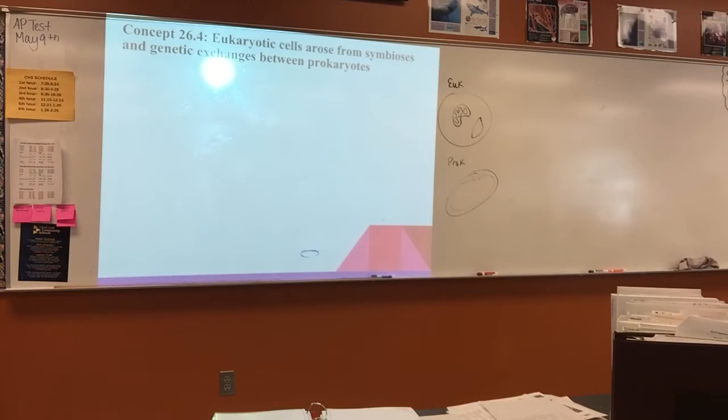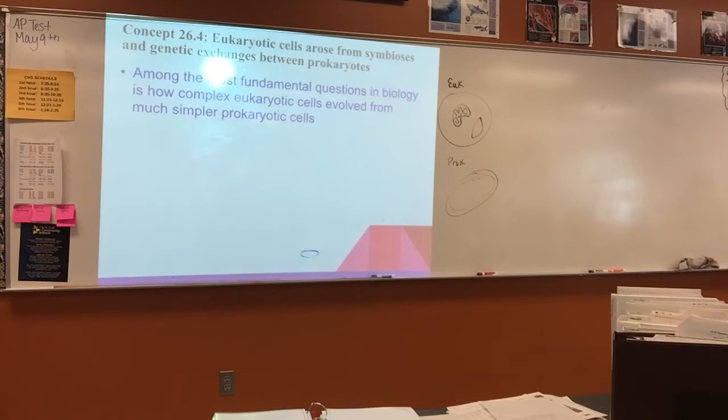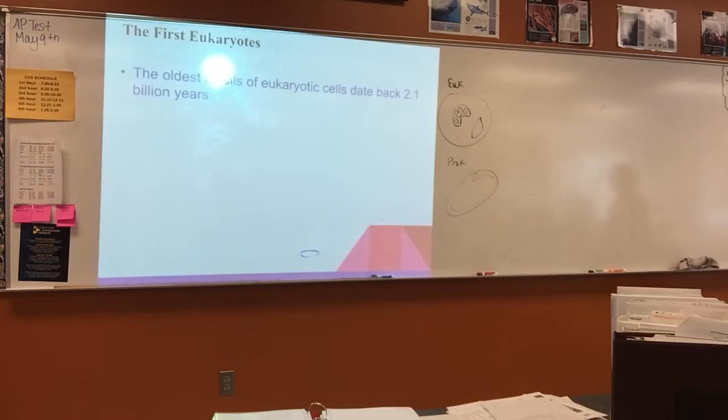So then, now we have eukaryotic cells. This part is a review. We've talked about it many times, about how eukaryotic cells came about. They evolved from much simpler prokaryotic cells. The oldest eukaryotic cells date back to 2.1 billion years ago. So again, in order: prokaryotic cells, atmospheric oxygen, now unicellular eukaryotic cells. How did they come about?